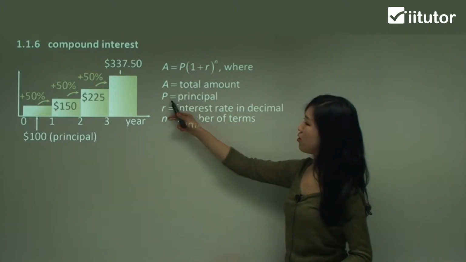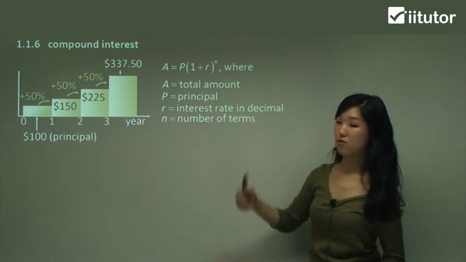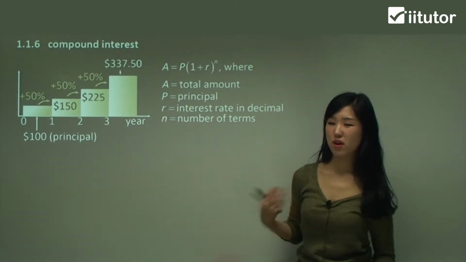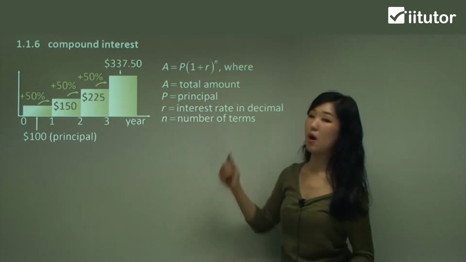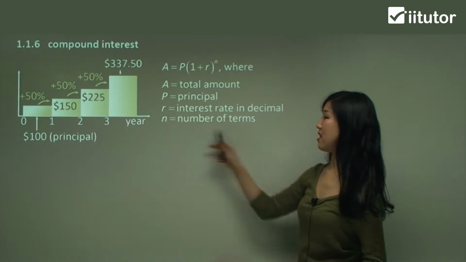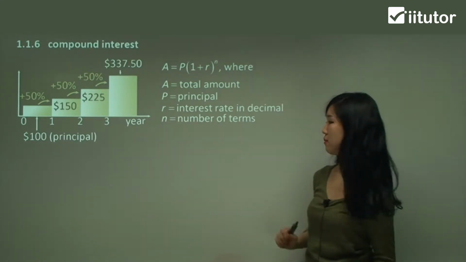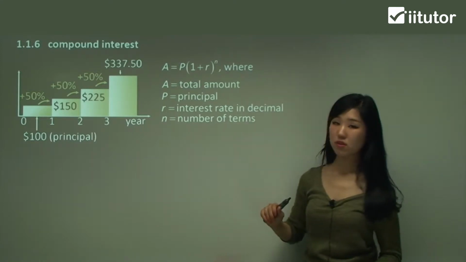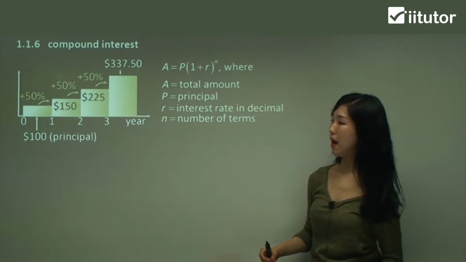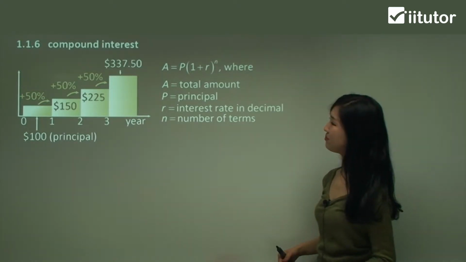Now, P is the usual principal value. r is the interest rate. We use capital R for simple interest, but we're going to write a little r for compound interest, just to make a difference. And little n is the number of terms. Again, I'm just going to use the lowercase to make a difference with simple interest. And that's pretty much it. It will take a little more time to memorize that one, but you'll get used to it as we go. Okay, so let's move on.